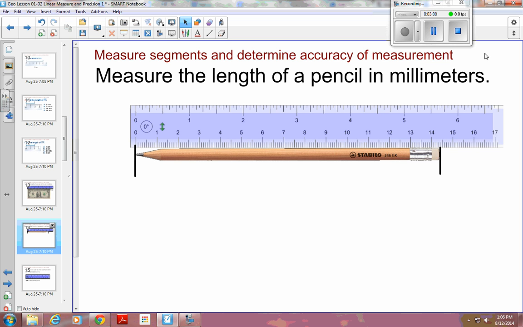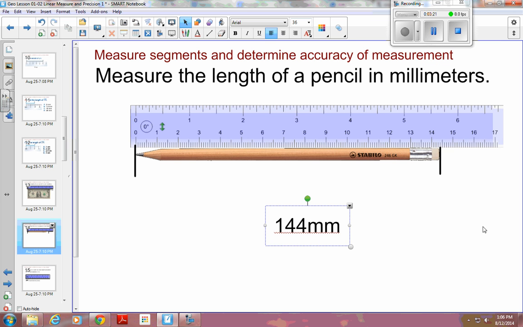Okay, so we are measuring in millimeters, so this is 10, 20, 30, 40. So this is 140 millimeters, and then 141, 142, 143. How about 144? 144 millimeters for that one.